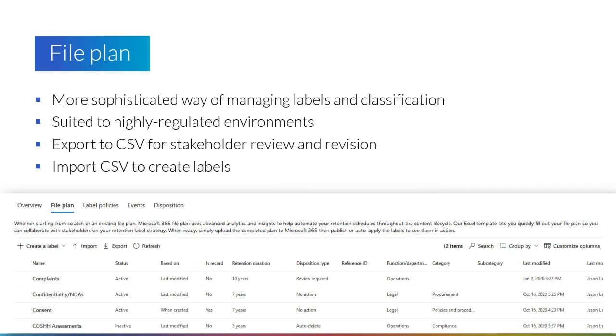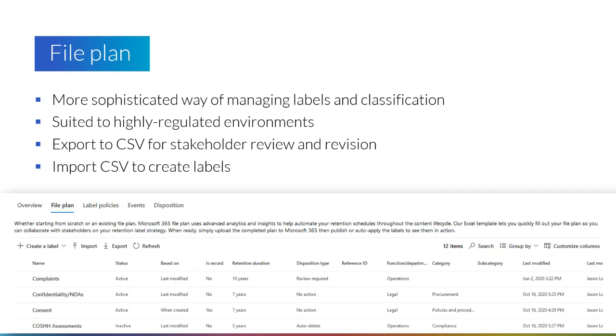The final area to look at here is file plans. So this is a more sophisticated way of managing labels and classification. So typically this is used in more highly regulated environments. It's useful where you've got a lot of labels, where you've got a lot of stakeholders. It allows you to basically build your set of labels on paper or in a CSV file, so you can work with your stakeholders to define exactly what you want your retention policies to be.